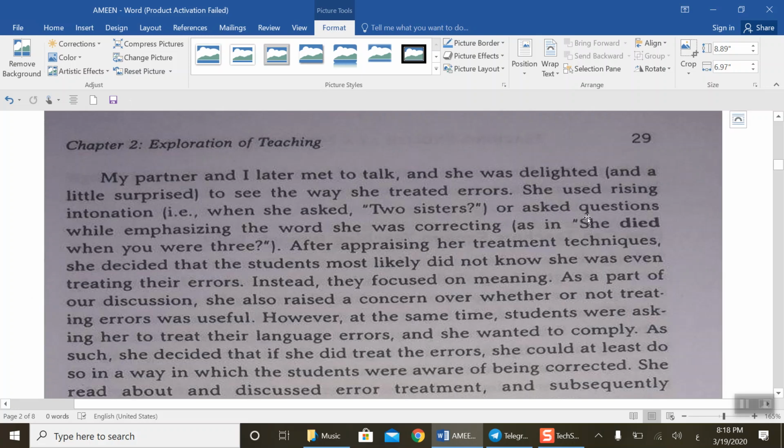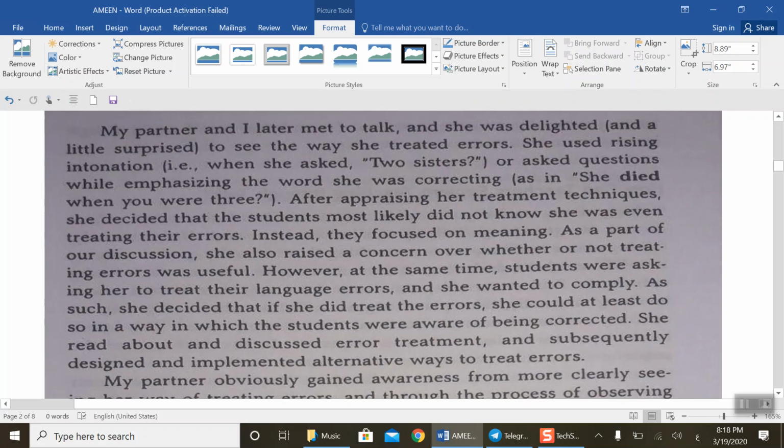Or ask a question while emphasizing the word she was correcting, the word that he corrected, so he emphasized it. He said, "she died when you were 3." "She died when you were 3." You see here there is focus on the word. So this became self-observation. After appraising her treatment technique, she decided that students most likely didn't know that.